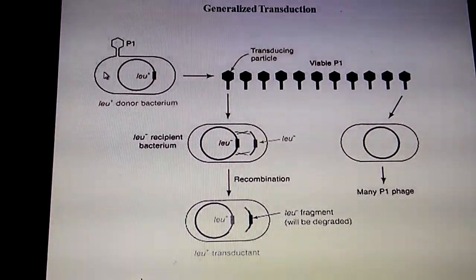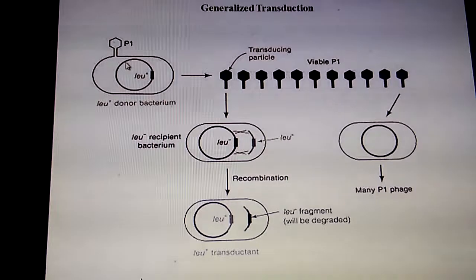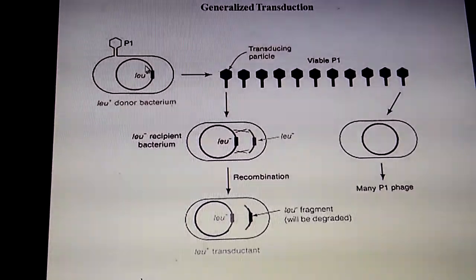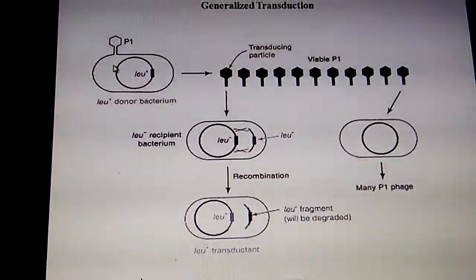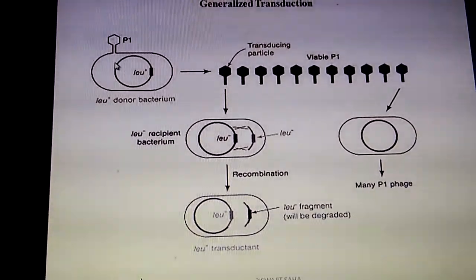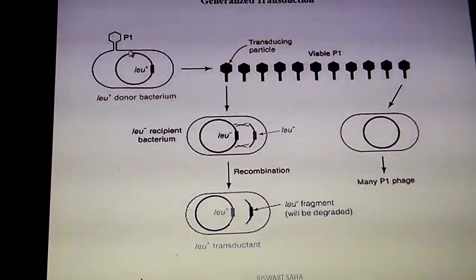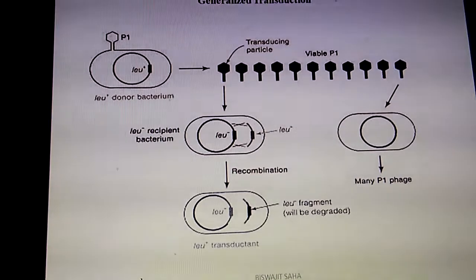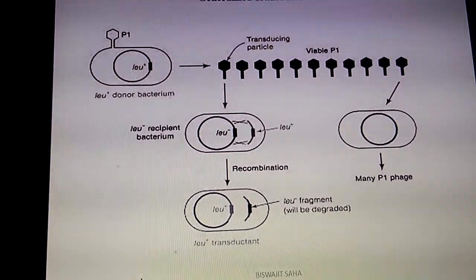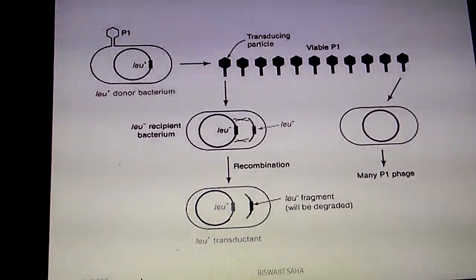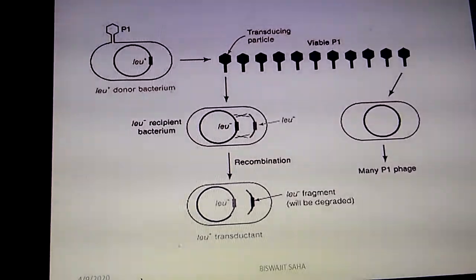But during packaging, if it makes a mistake, that is, if one of the segments of bacterial DNA remaining in the cell cytoplasm is comparable to the size of the P1 DNA, then mistakenly a P1 phage can carry the bacterial DNA instead of its own phage DNA, right? So the phage can make a mistake. When it does, if the size of the bacterial DNA is comparable to the P1 DNA, it may be packaged into the phage particle instead of the P1 DNA.